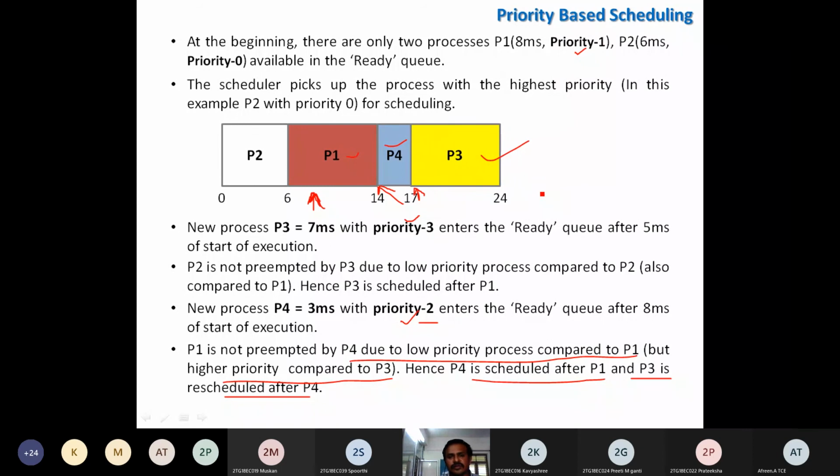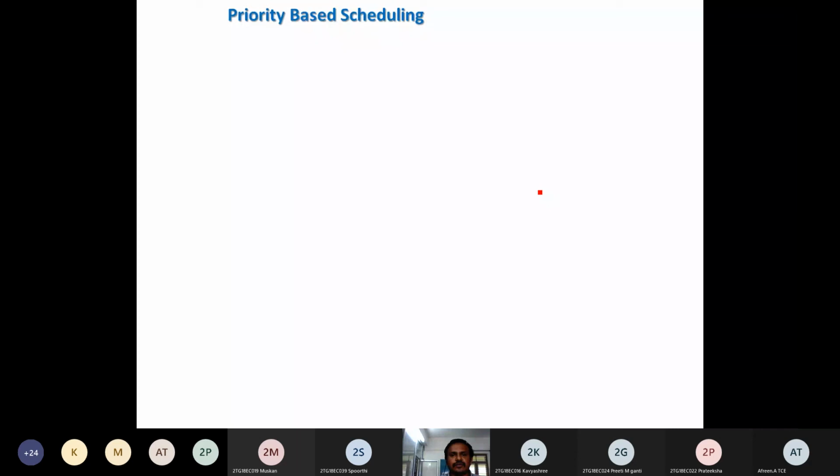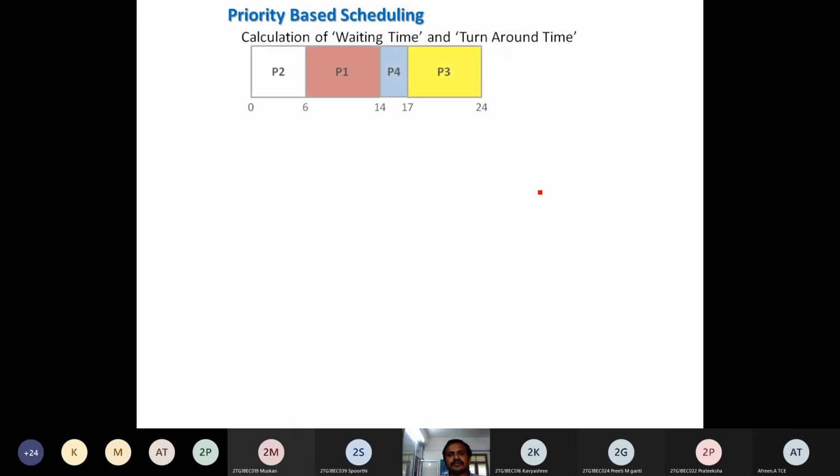So this is the overall scheduling technique for the processes in priority-based scheduling. So this one is clear to you. Let us go for calculating the waiting time and turnaround time. So let us have the execution image. So here the first P2, then P1, then P4, then P3, with the respective time periods.